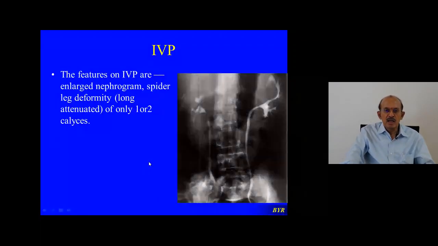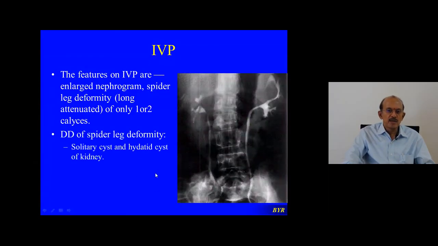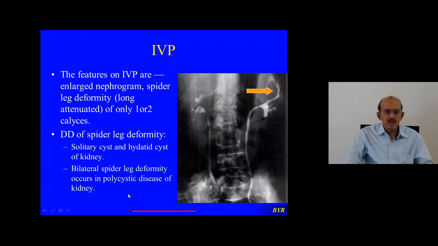So the features on IVP: enlarged nephrogram, spider-leg deformity, that is nothing but long attenuated one or two calyces. Differential diagnosis of spider-leg deformity: solitary cyst and hydatid cyst of the kidney. Then bilateral spider-leg deformity occurs in polycystic disease of the kidney. So a solitary cyst and hydatid cyst can also produce spider-leg deformity.